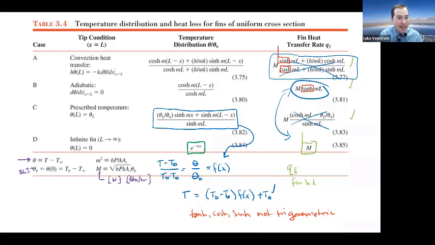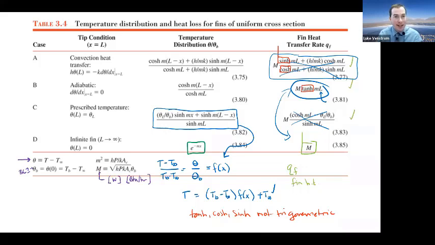And so we essentially take this solution, right, which has the fin length in it, L. That's how long the fin is, and we apply it. Even though we know there's heat transfer off of the tip, we're going to apply the adiabatic tip case.